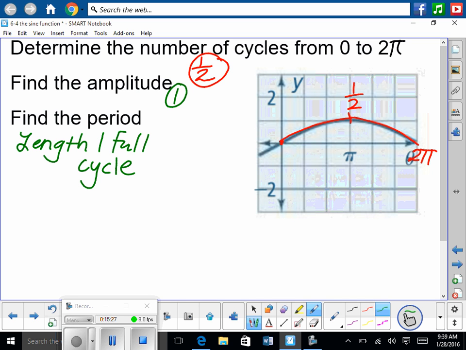So let's think through this. Let's use our brains here. We went half a cycle in 2 pi, right? We want to know the length of one full cycle. Well, that's only half a cycle, so we've got to go down and back up. And where are we going to be at? 4 pi. So the length of one full cycle is 4 pi.